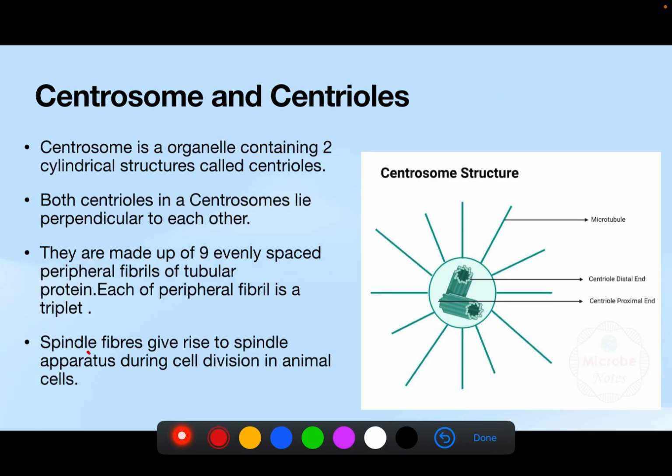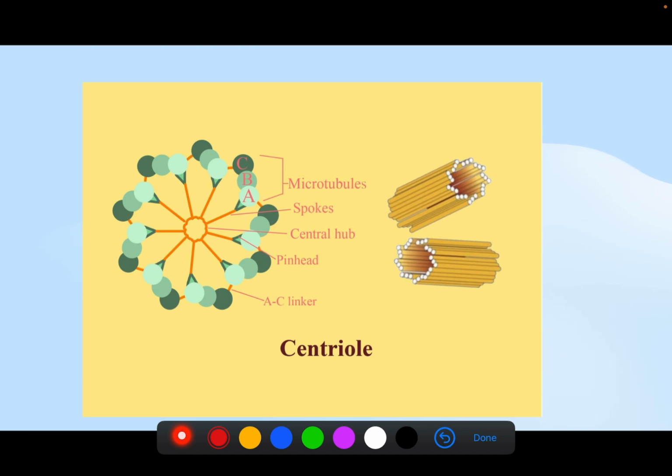Now spindle fibers give rise to the spindle apparatus during cell division in the animal cell. Now the centrosome consists of a microtubule, a centriole distal end and a centriole proximal end. This is the structure of the centriole. It consists of microtubules, spokes, central hub, pinhead and A-C link. Centriole has a 9 plus 0 arrangement.